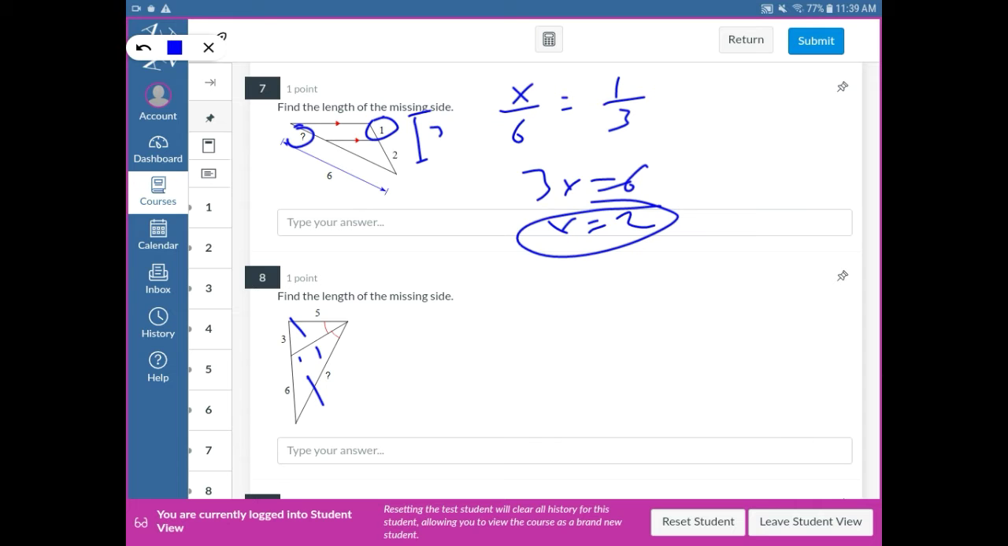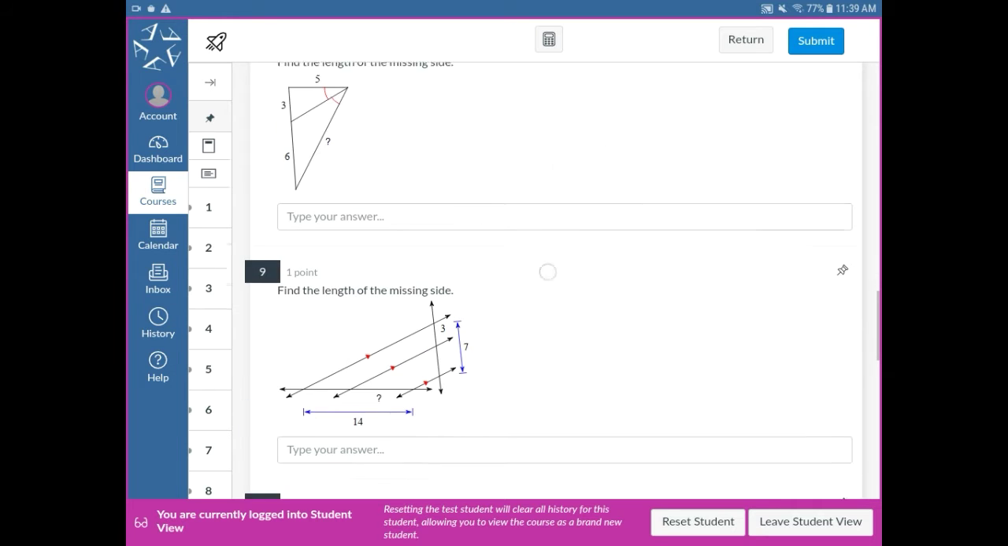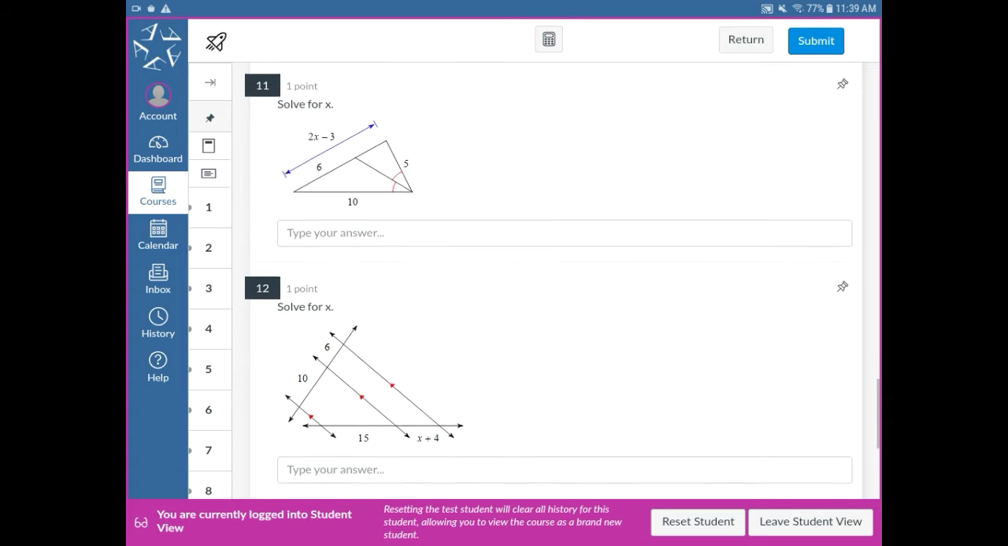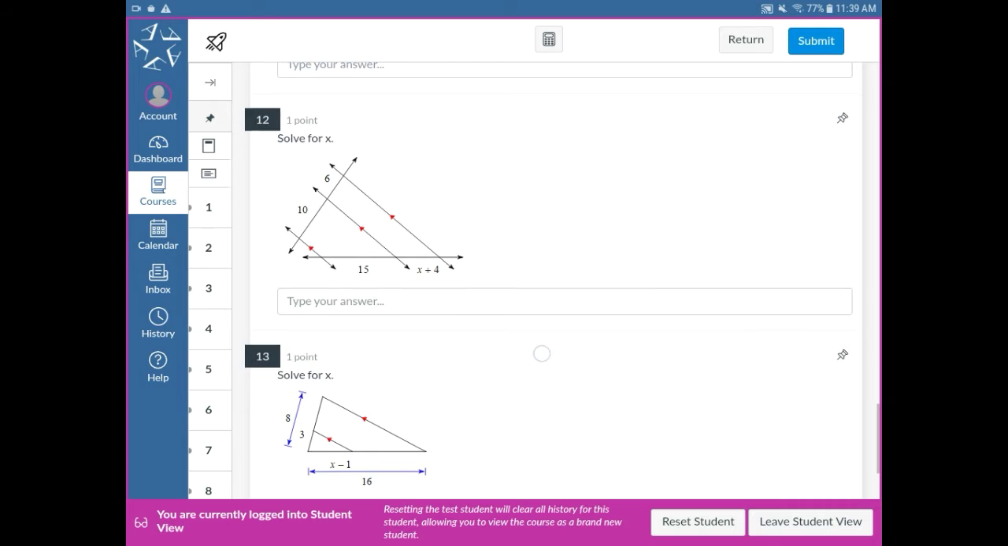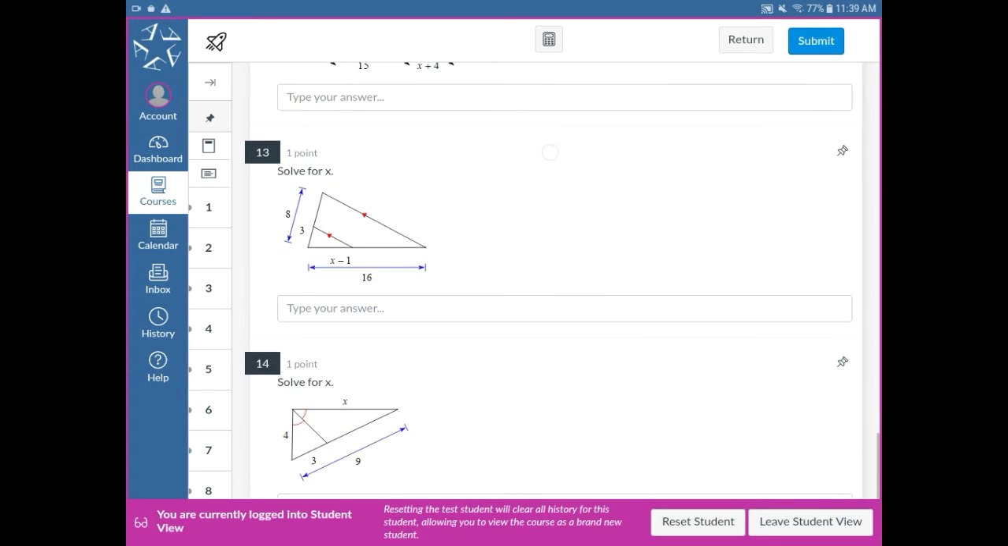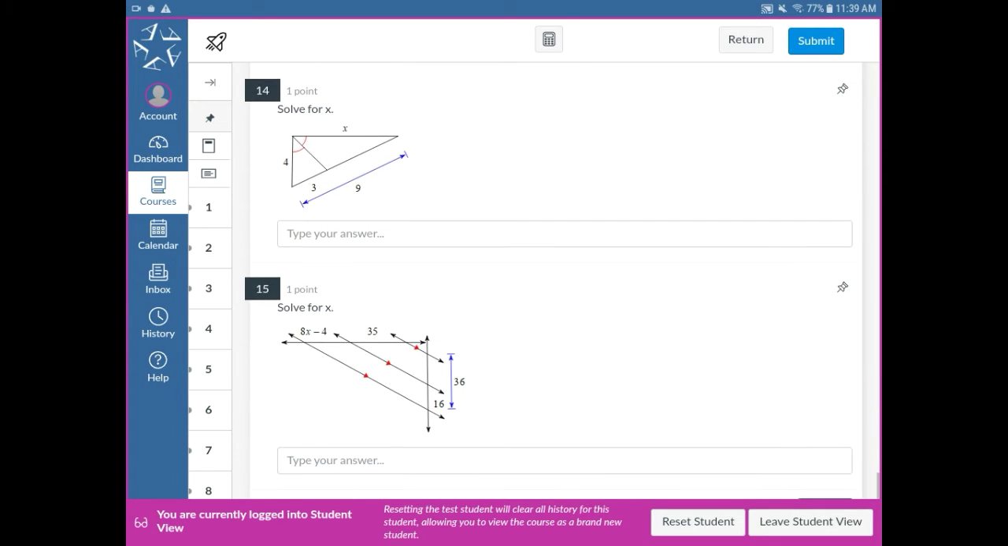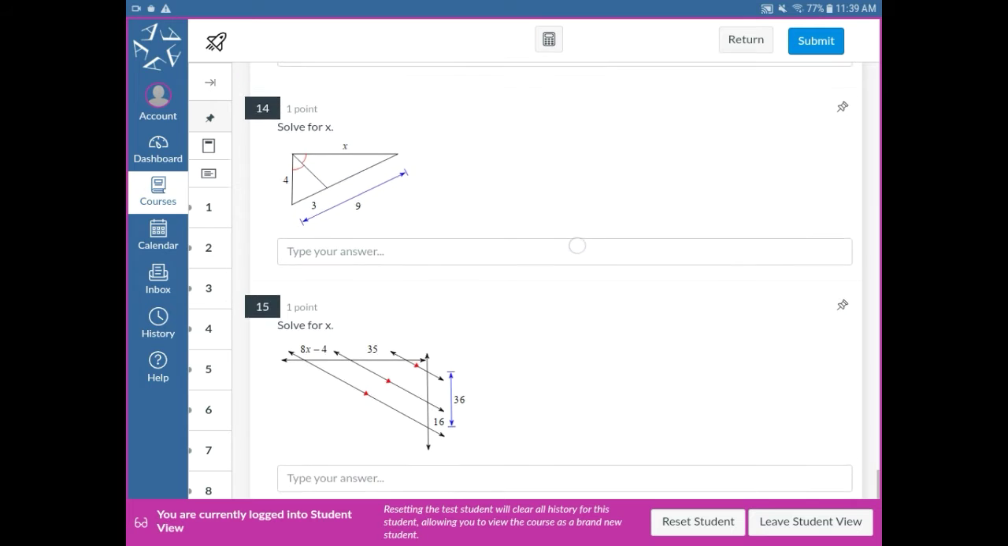These are set up the same way. Well, these are already set up for you is what I mean to say. So you've got 5 over 3 and x over 6. Let's see what else we've got here. I'm looking for a harder one. Let's do these two.